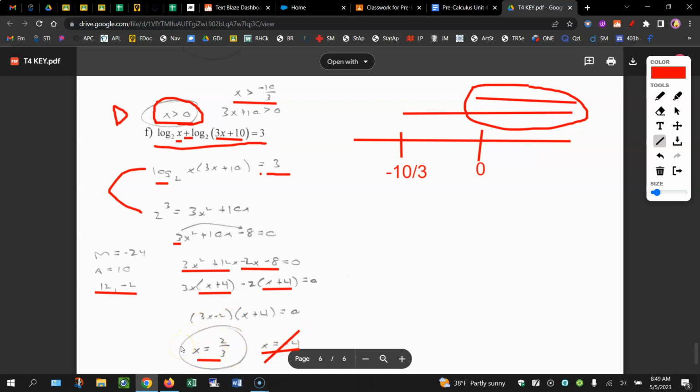You might find that both answers work, one answer works, or 0 answers work. Just check with your domain that you got when you started. That's it for that.